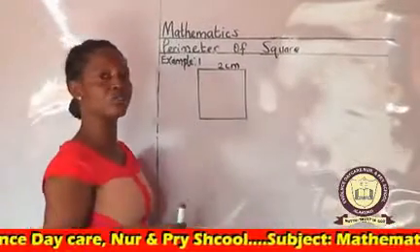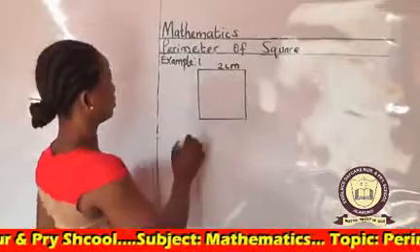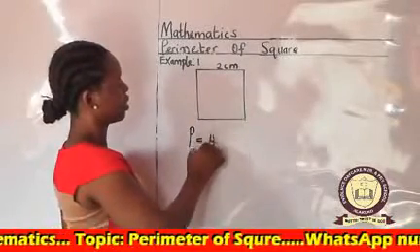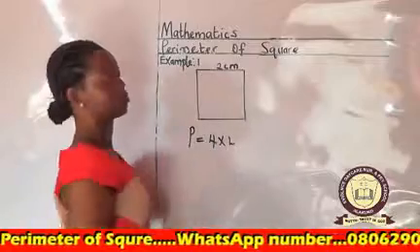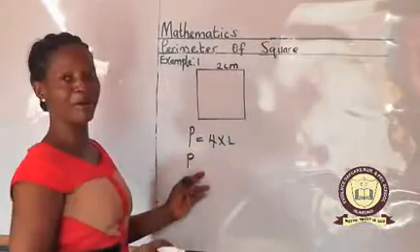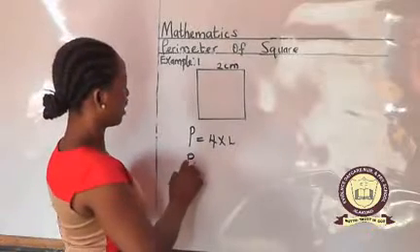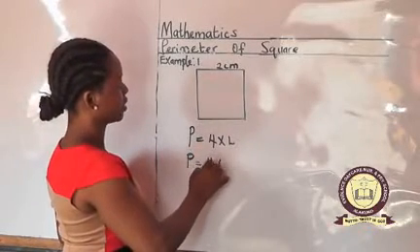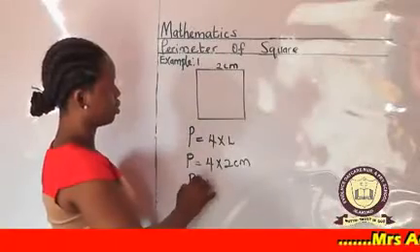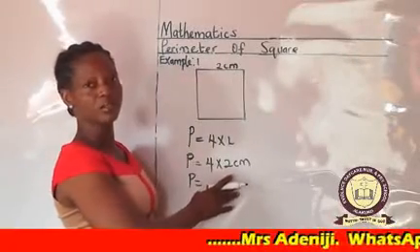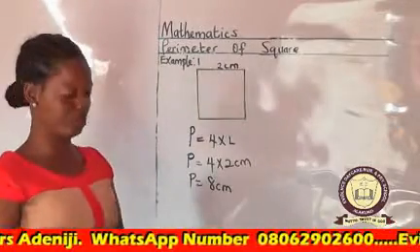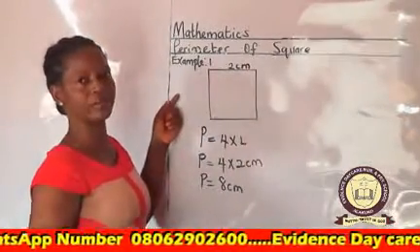So the formula you are going to use for calculating your perimeter will be P, which is perimeter, equals 4 times length. That is your formula for calculating your square. So your perimeter P equals 4 times 2 centimeters. 4 times 2 will give you what? 8. So 8 centimeters. That is your perimeter of square.